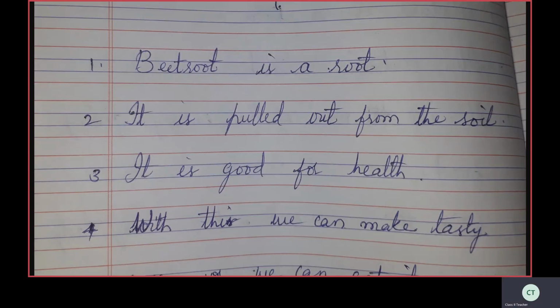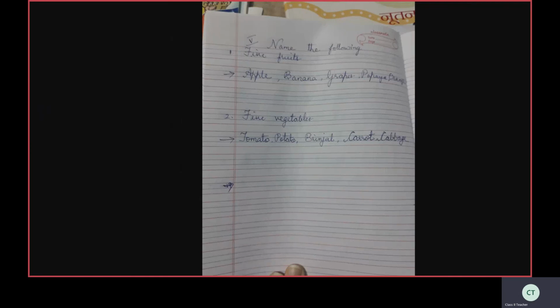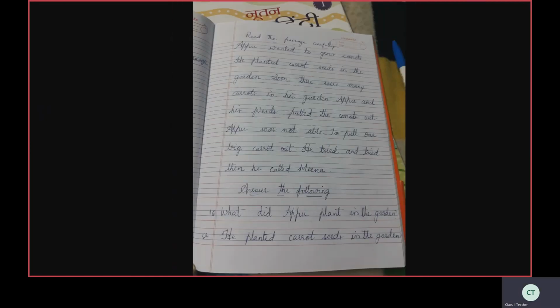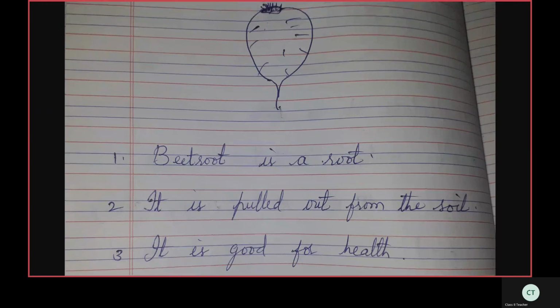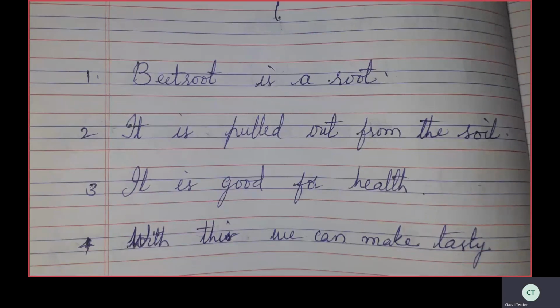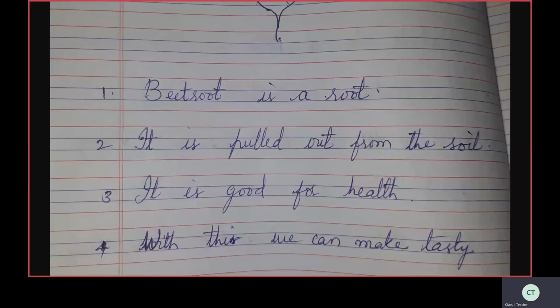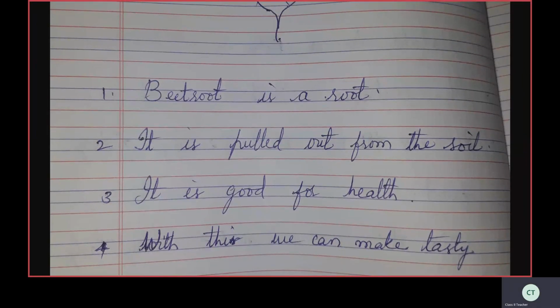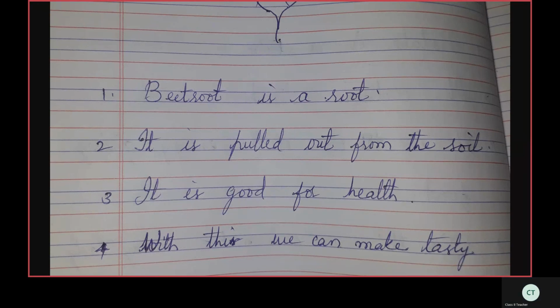So the same bits, the previous bits and these bits, I keep in the app, children. Okay, copy from the app and complete the classwork, and learn it well. Okay, that's all, children, the bits from Unit 8.